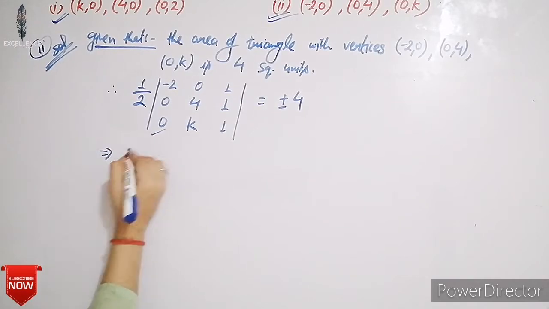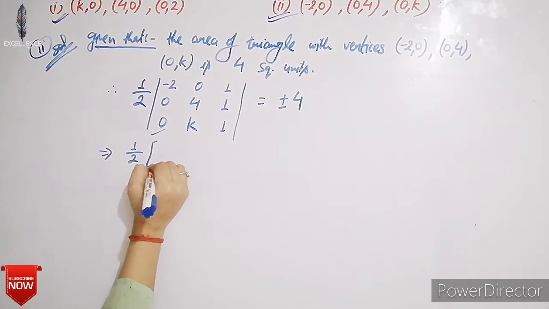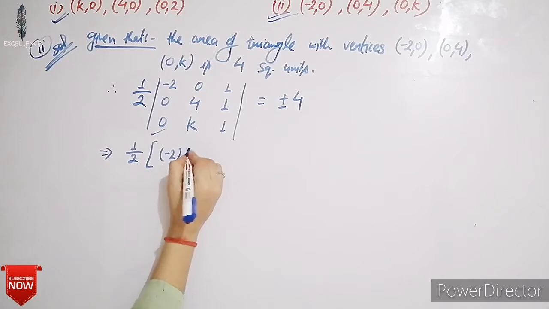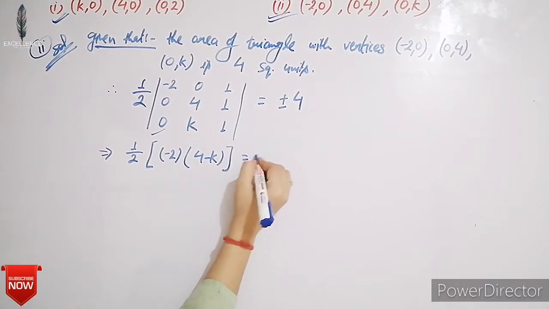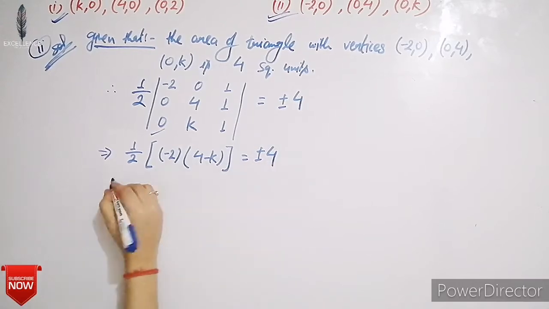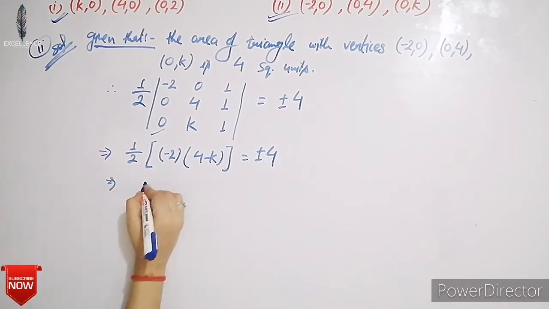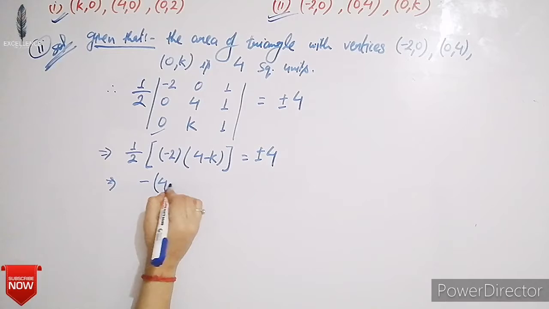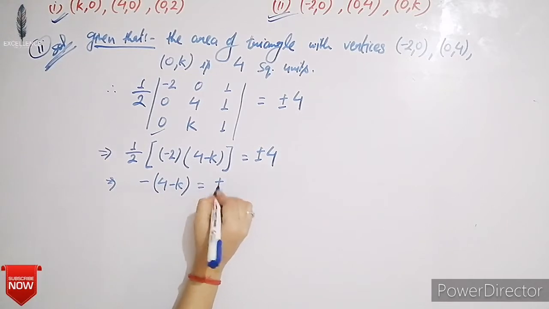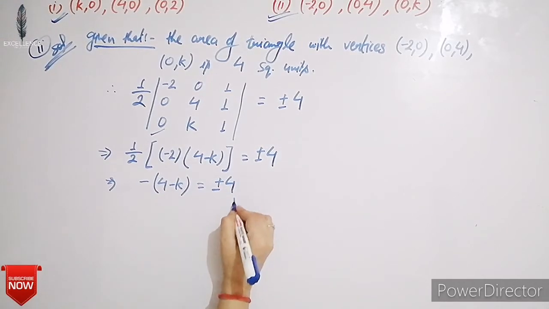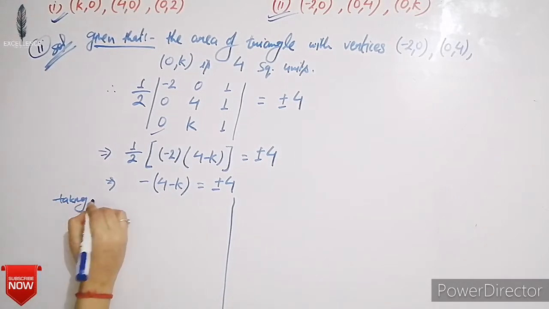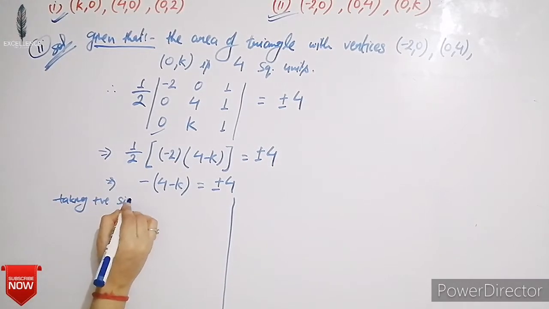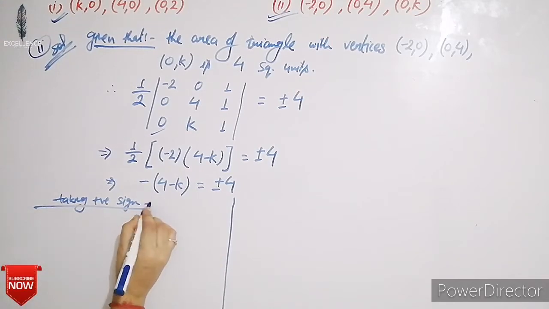Now expanding along C1, we get 1 by 2, here minus 2 into (4 minus k) equals plus minus 4. That is minus (4 minus k) equals plus minus 4. Now here we have two cases. First for the positive sign and second for the negative sign.